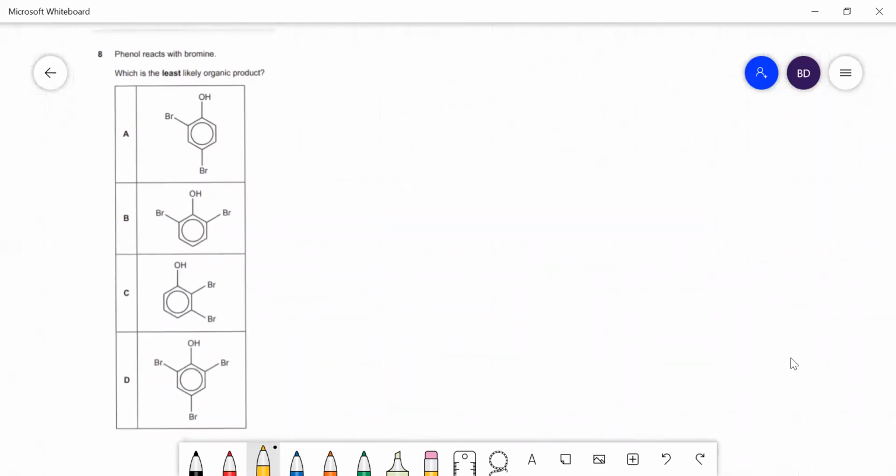Phenol reacts with bromine, which is the least likely organic product? Now when you get electrophilic substitution, you swap the hydrogens on the benzene ring for bromine atoms, but you should know that with phenol, we say it is 2, 4, 6 directing. So that's carbon atom number 2, number 4, and number 6. It tends to add the bromine on those positions because you've got higher electron density there. So electrophilic substitution occurs more readily.